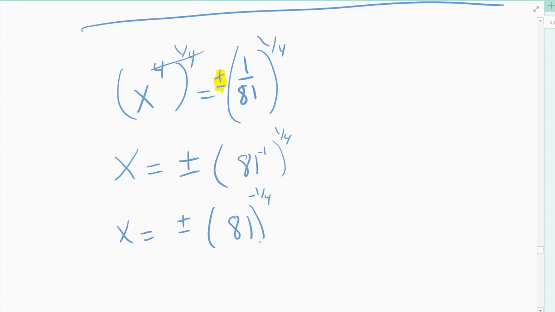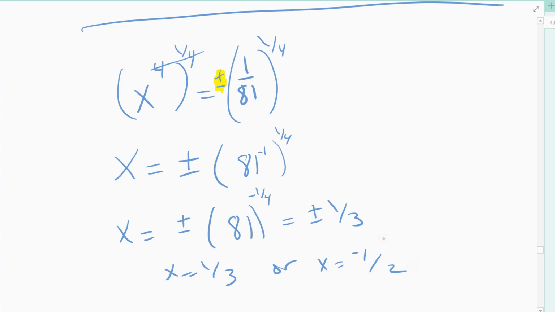Alright, again, it's up to you. It doesn't really matter. You can do whatever you want. If you use your calculator, it comes out 0.333333, which you have to remember is 1/3. So it's plus or minus 1/3. So x is equal to 1/3, or x is equal to negative 1/3.